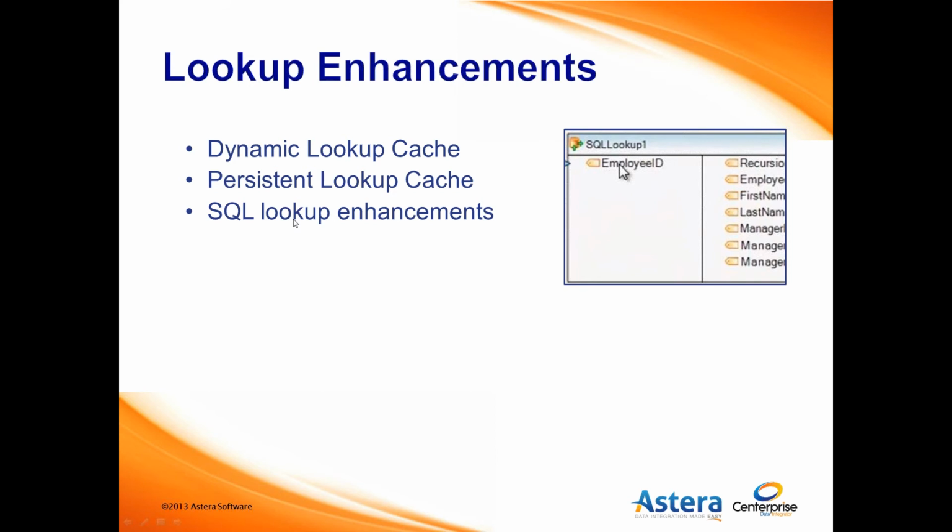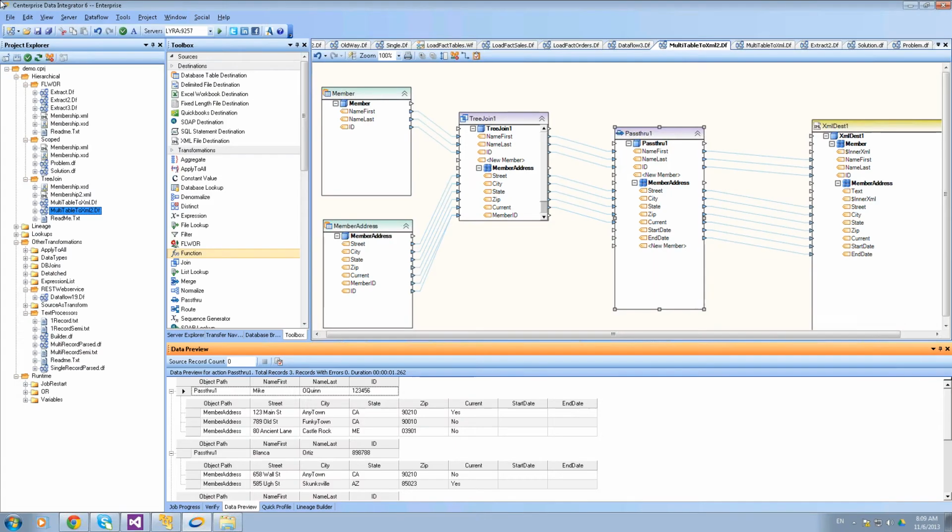Moving on to lookups, we've done quite a bit in the area of lookups. The first thing we've done is to add 2 new caching types to our lookups, the dynamic cache and the persistent cache. These are very handy when dealing with 2 very specific types of scenarios that I'll cover. And the third is the SQL lookup enhancements. So the SQL statement lookup is completely redone, and it should be very powerful, very useful if you use this feature in version 5. So let's start out by looking at the dynamic lookup.